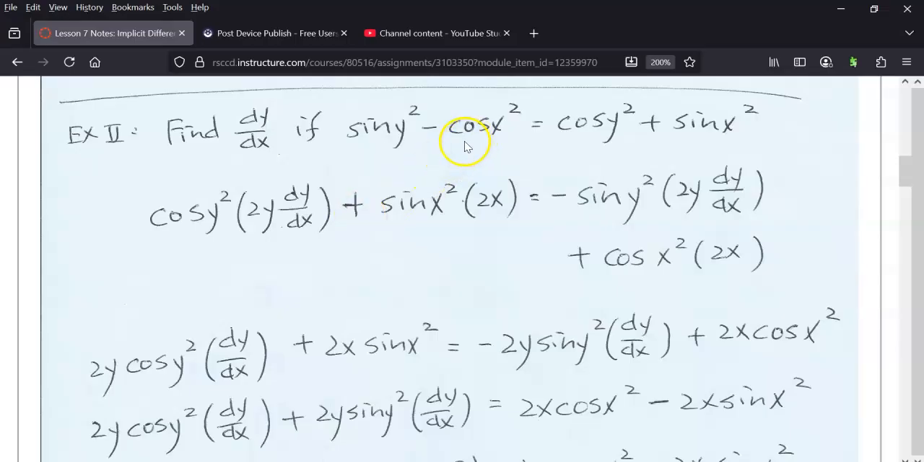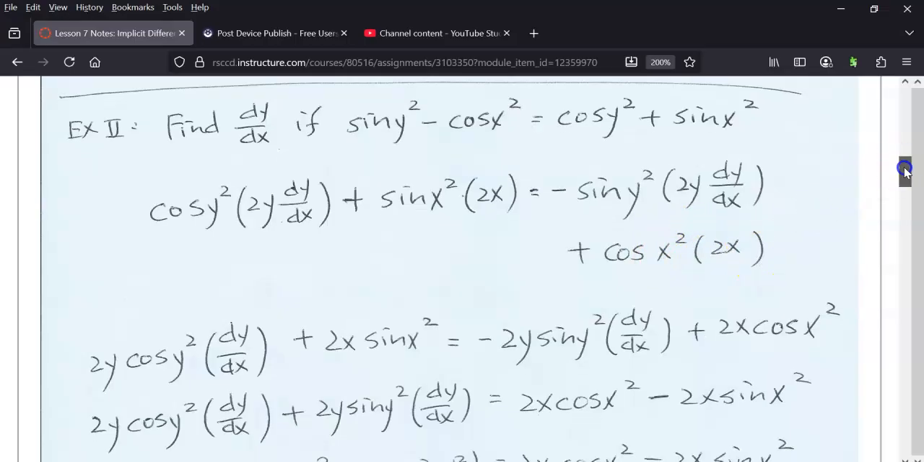Plus, try this one again. Now cosine becomes negative sine, but the negative becomes positive. So for cosine x squared, the derivative becomes sine x squared times the derivative of what's inside, which is 2x. Then the derivative again is just dx/dx, so there's nothing there. Now equal to cosine y squared, cosine becomes negative sine y squared. Take the derivative of y squared, same thing again, that's 2y times dy/dx. Plus the derivative of sine is cosine x squared. The derivative of x squared is simply 2x.